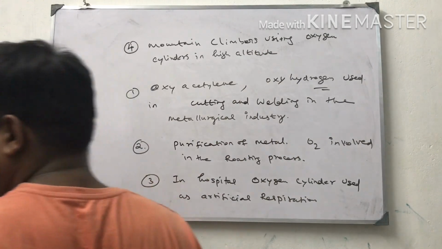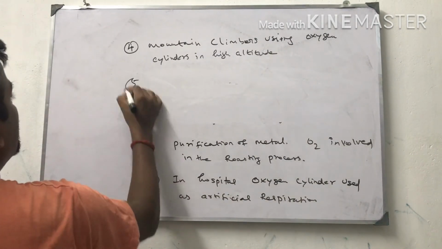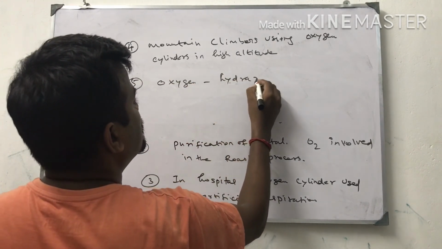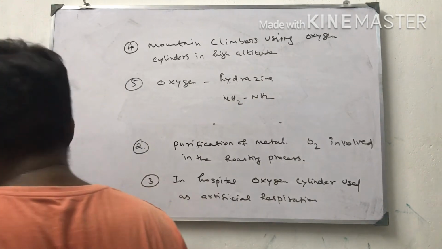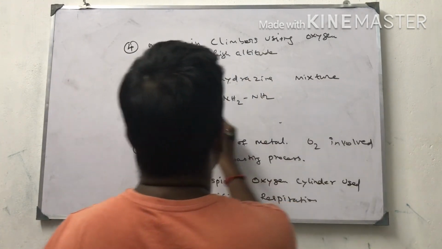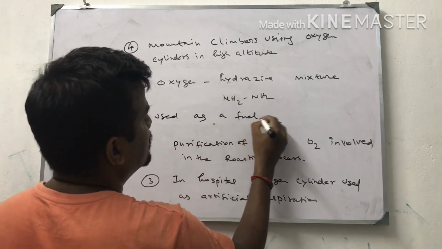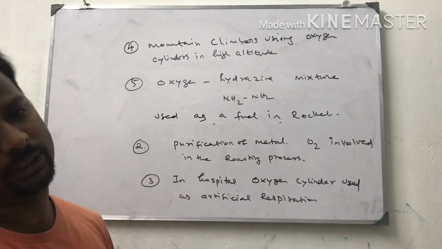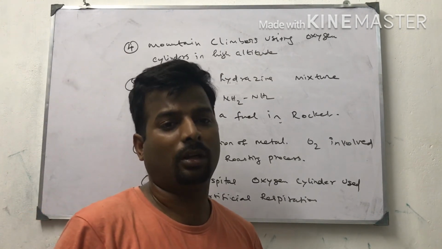Next is the fifth point: oxygen plus hydrogen. Hydrogen means N2H4, hydrazine. A hydrazine and oxygen mixture is used as a fuel in rocket propellants. So these are the major uses of oxygen. Now we are going to solve two questions based on this topic.